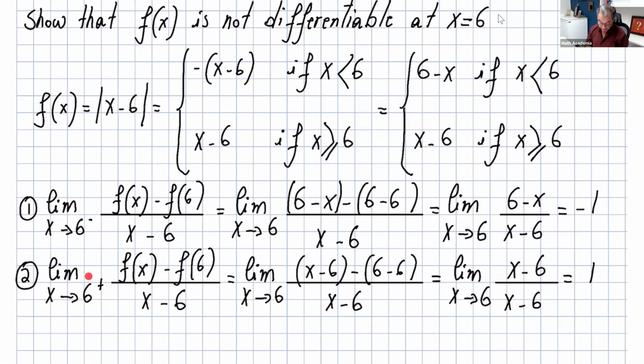If you do the same thing from the right side, then you use this function. So it's going to be the same thing, f of x minus f of 6 over x minus 6. But here you pick x minus 6 minus 6 minus 6 over x minus 6. And if you do that, you get +1. Basically, the slope of the tangent line from the left side is -1, and from the right side is +1.